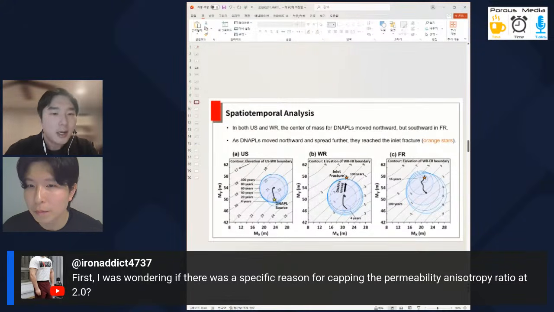First, I was wondering if there was a specific reason for capping the permeability anisotropy ratio at 2.0.